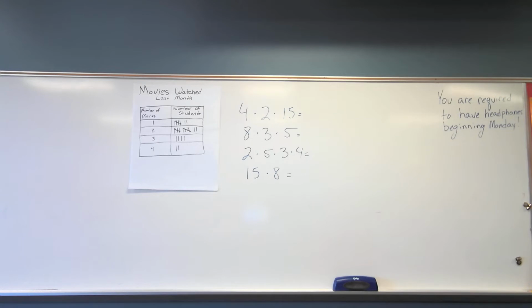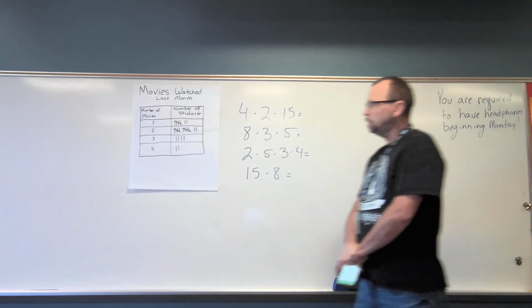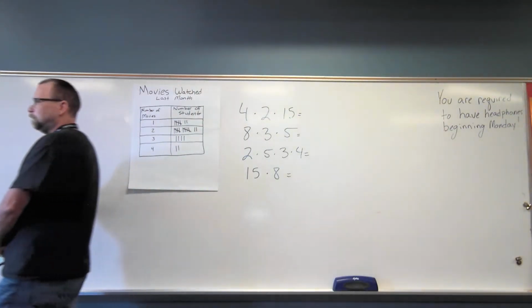For instance, why would 2 on the number of movies be there and there's 10 where the number of students are? Okay. Okay, Emma, what's a question you could ask about that tally chart? What is the total number of students that went to the movies? Okay, total number of students. That would be a good question.